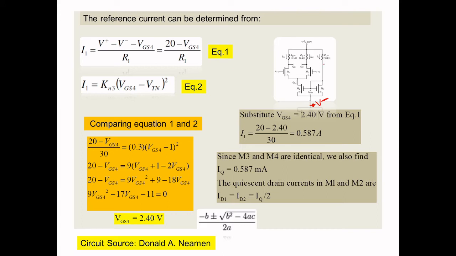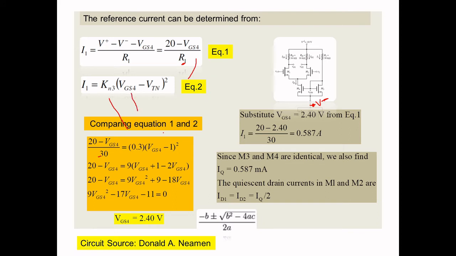Similarly, I can write the normal MOSFET current equation: I1 equals Kn3 times (VGS4 minus VTN) whole square. You can understand this is the conduction equation written for the M3 transistor. VGS4 is what makes it saturated. Now I am comparing these two equations, equation 1 and equation 2. So 20 minus VGS4 divided by R1, where the resistor is 30 kilo ohm as given here, and Kn3 is 0.3.